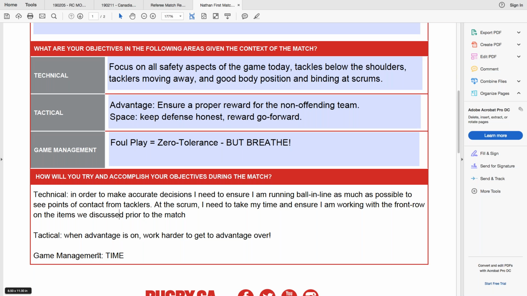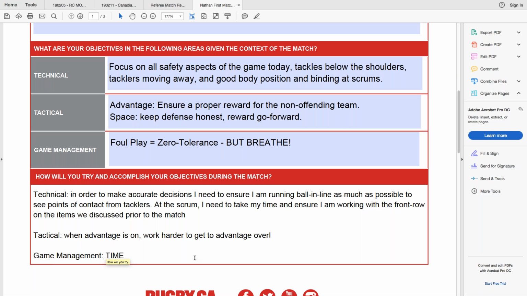And finally, I put time here as the keyword. And again, I tried to go back to, well, me personally, I like long sentences, but the person who likes keywords, from a game management perspective, they might have the word time, right? So they'll look at zero tolerance for foul play, but breathe, I need to take the time when I blow the whistle to make sure I'm thinking through what these decisions are. So we're not making rash decisions. It's not to say that we don't want to delay things or extend things, but my whistle time is my time is an expression I like to use, right?